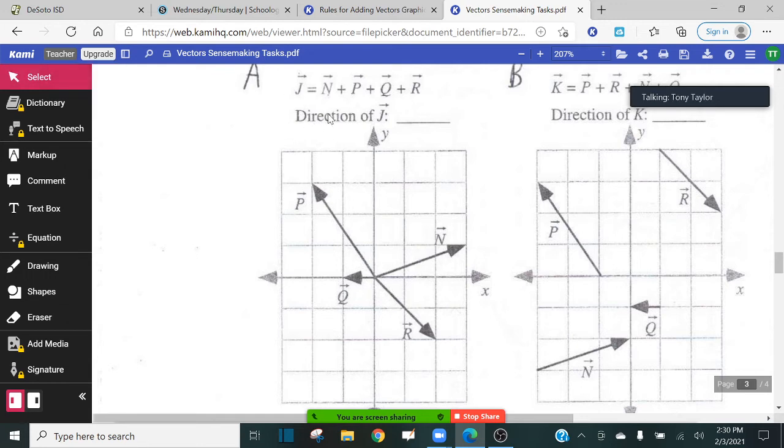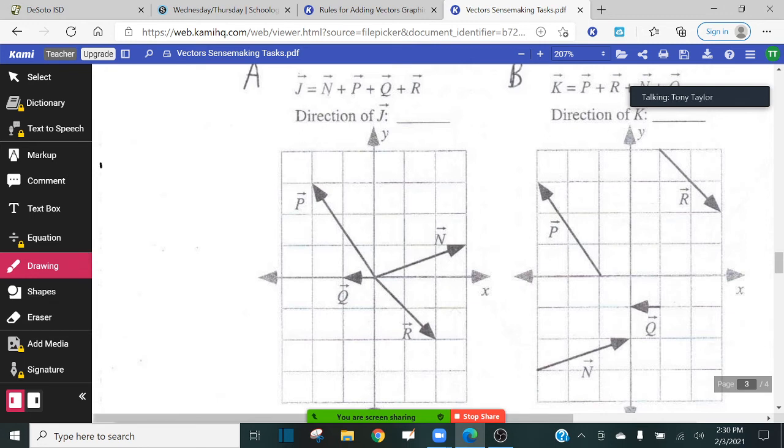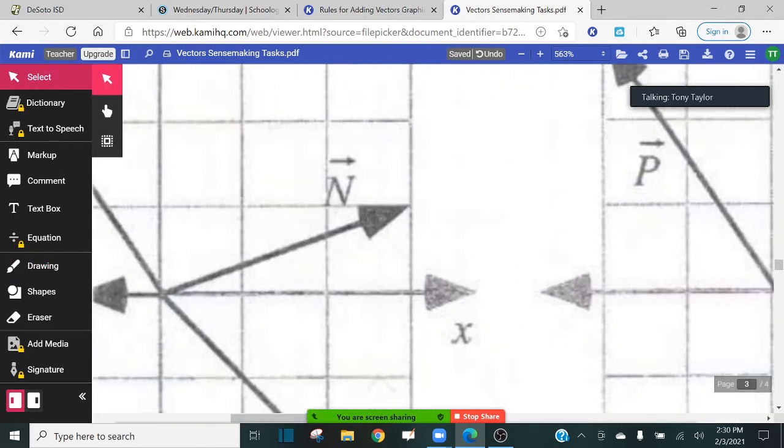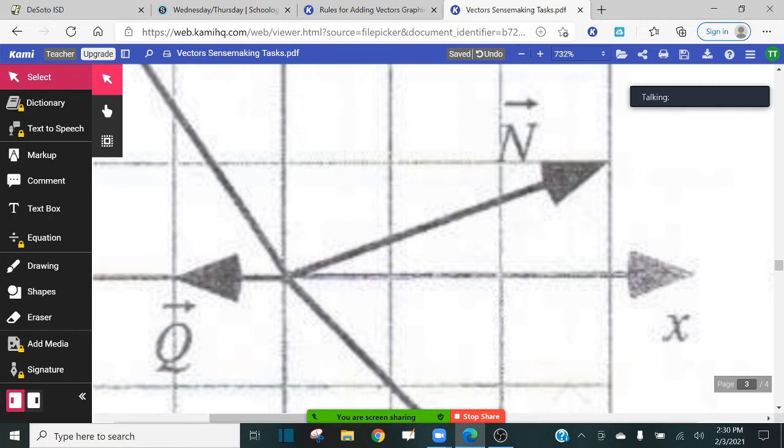Okay, so guys, let us start with vector n. With vector n, we want to figure out what the x and y components of vector n are. Okay. I'm going to zoom in here, and I'm going to look at vector n. Can anybody look at that vector right now and tell me what its x and y components are? Anybody got an idea?